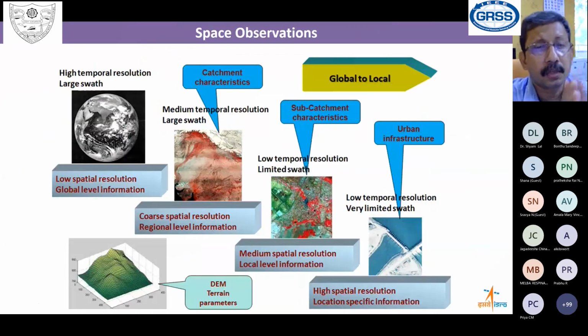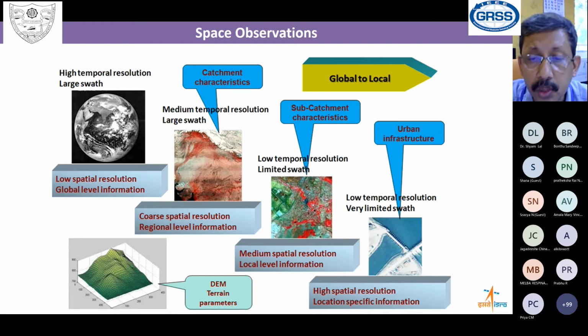And these satellites help us to observe and study the Earth's surface for deriving various information, like the global level information from the highest temporal resolution satellites, a coarse spatial resolution from the large swath satellites like MODIS, a medium spatial resolution like LISS-3 or TM, or presently Sentinel series of data.